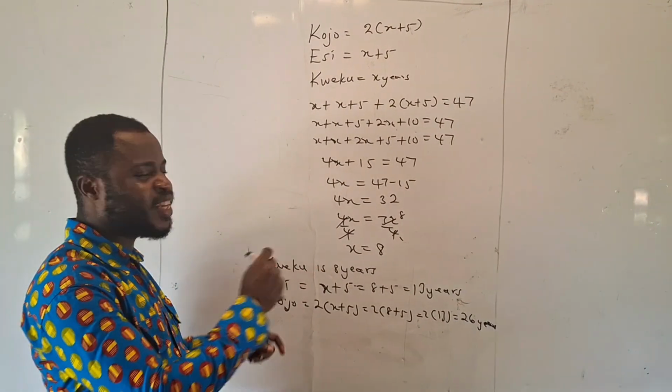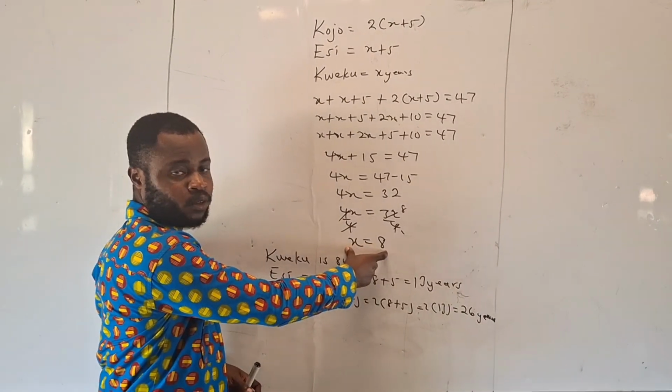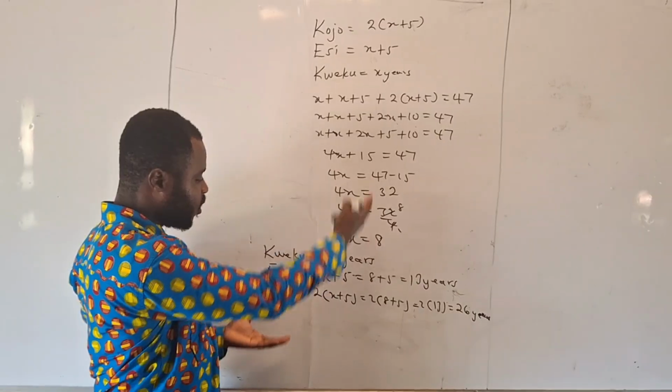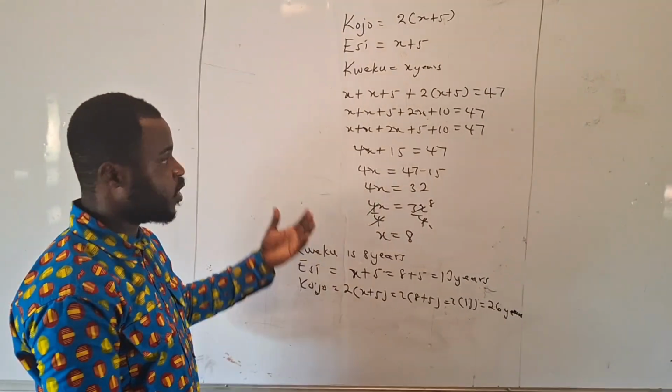When the question says find their ages, don't end here. You have to find all their ages as the final answer. So this is how we conclude this question. We are taking another one.